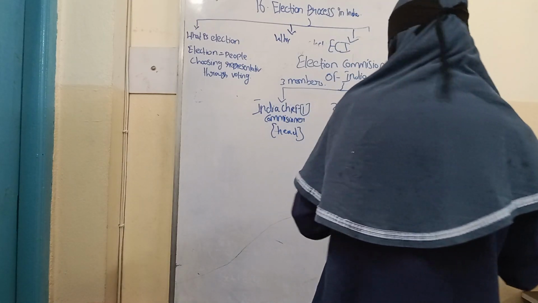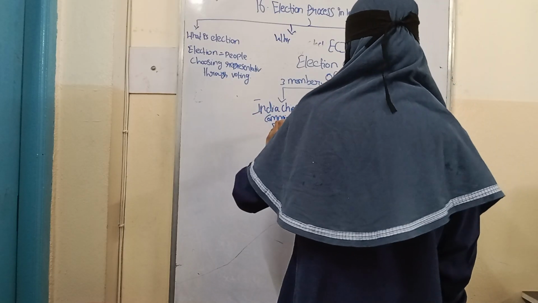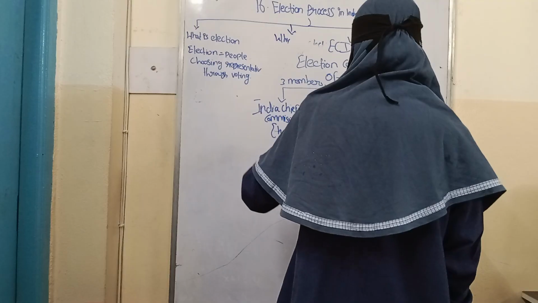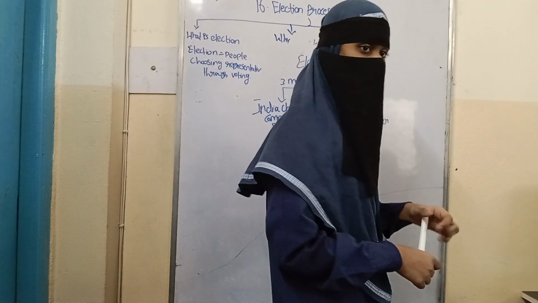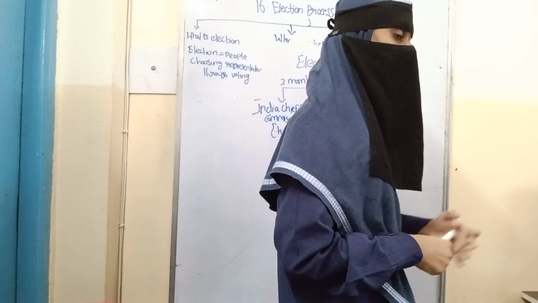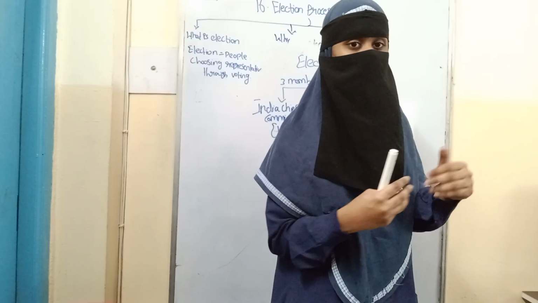As we have now discussed, the Election Commission of India consists of three members. The Chief Commissioner will be the head, and the other two will be the Election Commissioners. Their qualification must be that they are IAS officers, and their tenure is up to 6 years or up to 65 years of age.